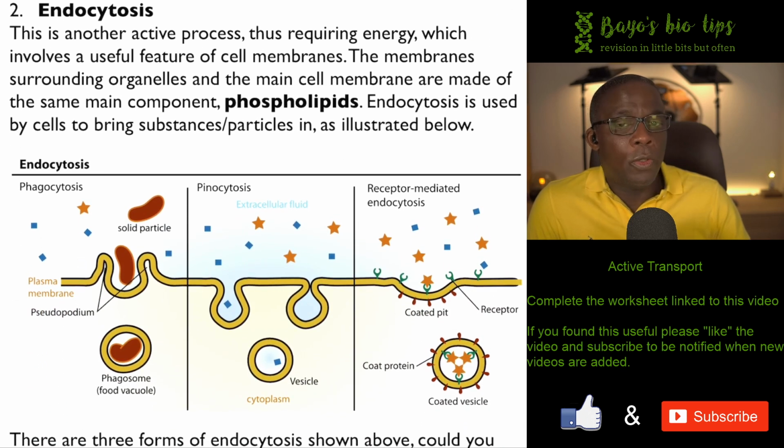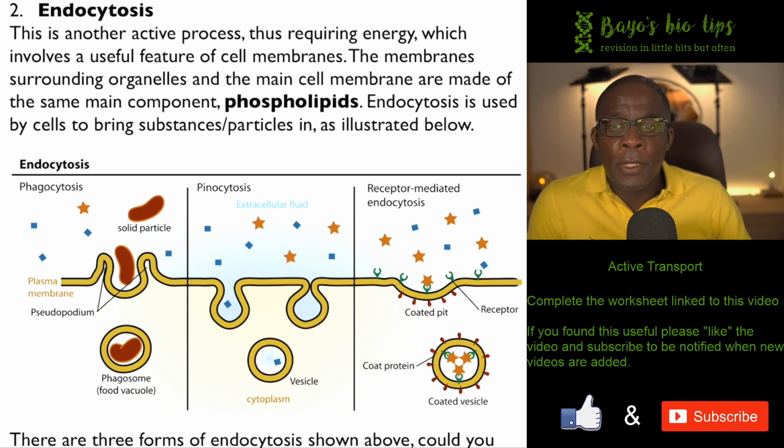So on page 2, you've got another example of active transport in cells, what we call endocytosis. Endo, from Greek again, means to take something in. So this is another active process, thus requiring energy, which involves a useful feature of cell membranes. The membrane surrounding organelles and the main cell membrane are made of the same main component, what we call phospholipids, a type of fat.